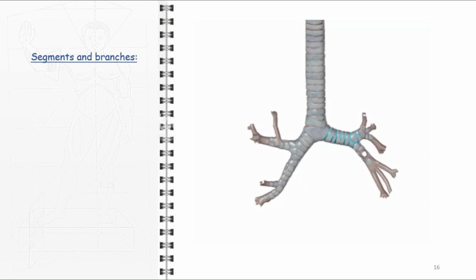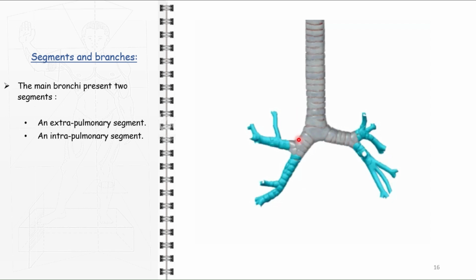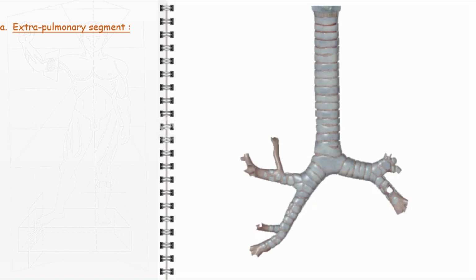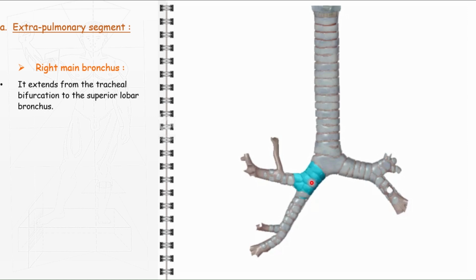When it comes to their segments and branches, the main bronchi present two segments: an extrapulmonary segment and an intrapulmonary segment. Let's detail the extrapulmonary segments of the bronchi. Starting with the right main bronchus. It extends from the tracheal bifurcation to the superior lobar bronchus. It is almost vertical, slightly oblique downwards and outwards. Its length is 2 to 3 cm and its diameter is 12 to 14 mm.